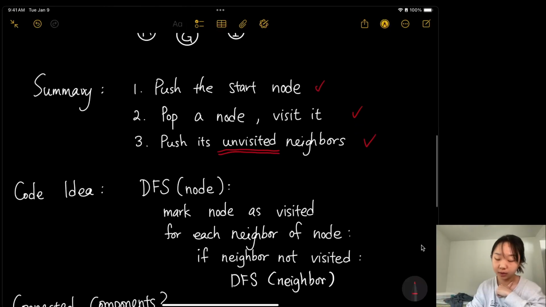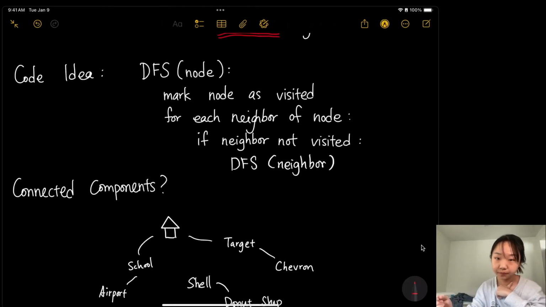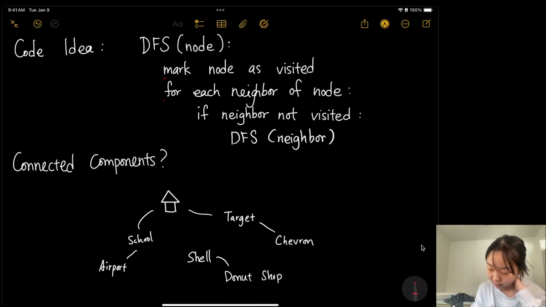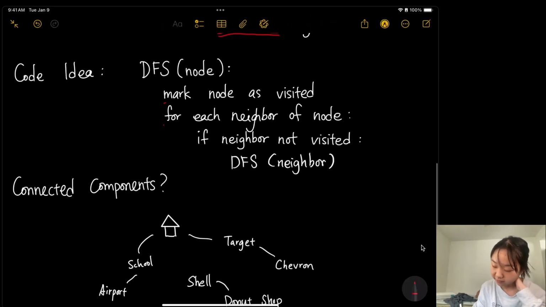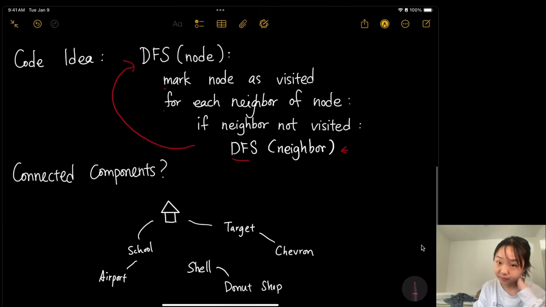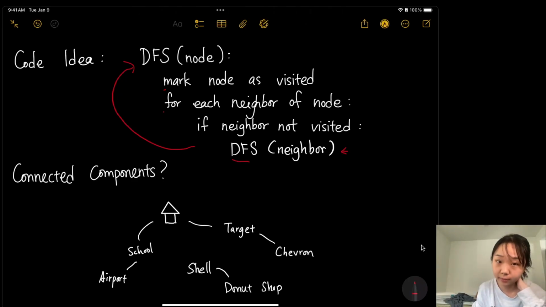And so let's look at the code idea. Here is a pseudocode. We first mark the node as visited, then for each of its neighbors, if the neighbor is not visited, then we DFS the neighbor. So at this step, you can see that this is kind of a recursion, right? You just go from here to here again, and that's how you visit the whole map.